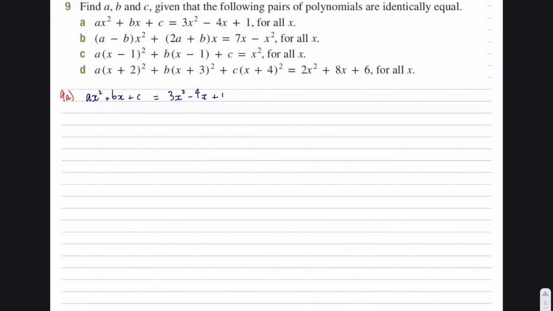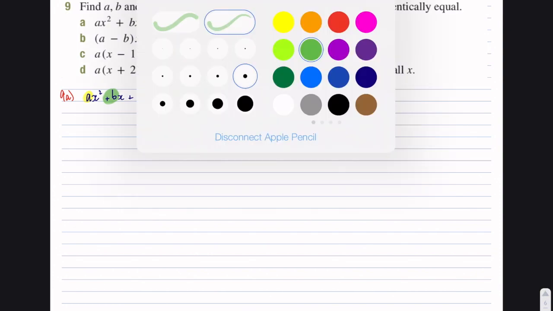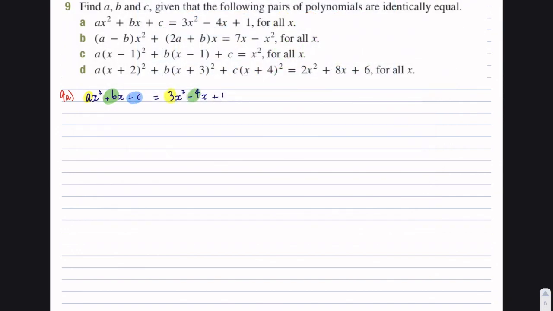So literally, a is the number in front of the x squared, b is the number in front of the x, and I'm going to do this in blue, and c is the constant term. So here, a equals 3, b equals -4, c equals 1. For 9c, it's not so straightforward.